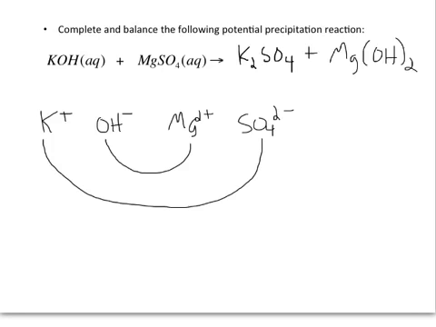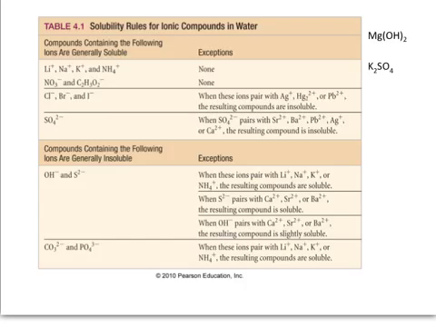So the next step is to determine, are these products soluble or insoluble? On the next slide I have the precipitation chart. Here are our solubility rules for ionic compounds in water, and I've got our 2 products over on the right-hand side. For magnesium hydroxide, I've got to determine whether it's soluble or insoluble. I don't see magnesium anywhere in here, but I do see hydroxide. Hydroxides are generally insoluble with a couple of exceptions. Magnesium is not one of the exceptions, so magnesium hydroxide is insoluble. So it's going to be a solid.